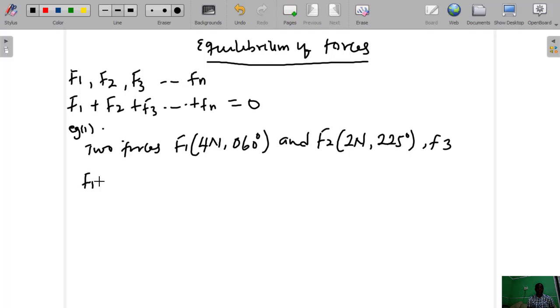So F1, when we resolve it into vectors, will be 4 sine 60, 4 cos 60, which will give us, so 4 sine 60 will give us 3.464. Then 4 cos 60 will give us 2.